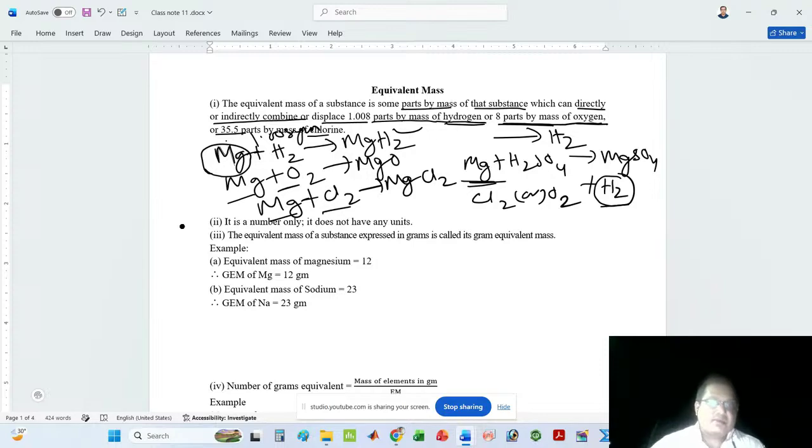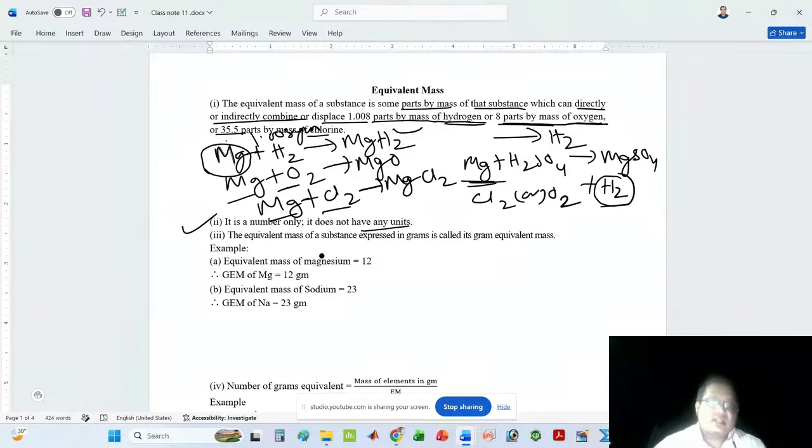Remember, the equivalent mass is only a number. It does not have any unit. If the equivalent mass is expressed in gram, that is called gram equivalent mass. Like the gram molecular mass and the gram atomic mass, there is also another term, the gram equivalent mass. When the equivalent mass is expressed in gram, that is called gram equivalent mass, or simply gram equivalent.